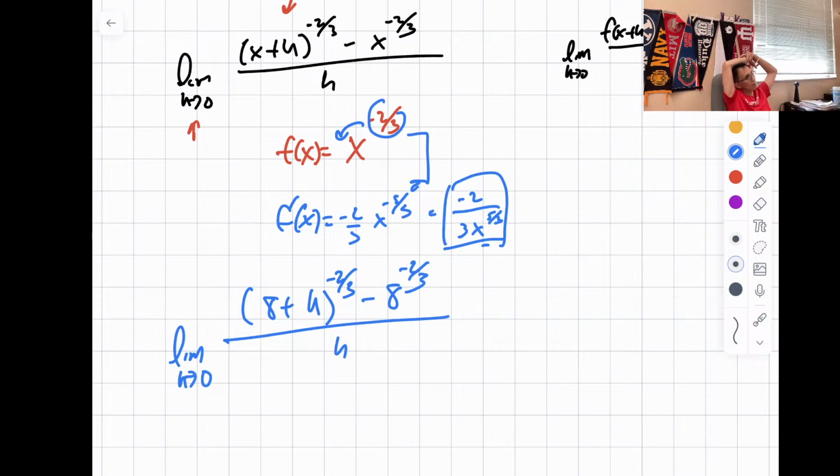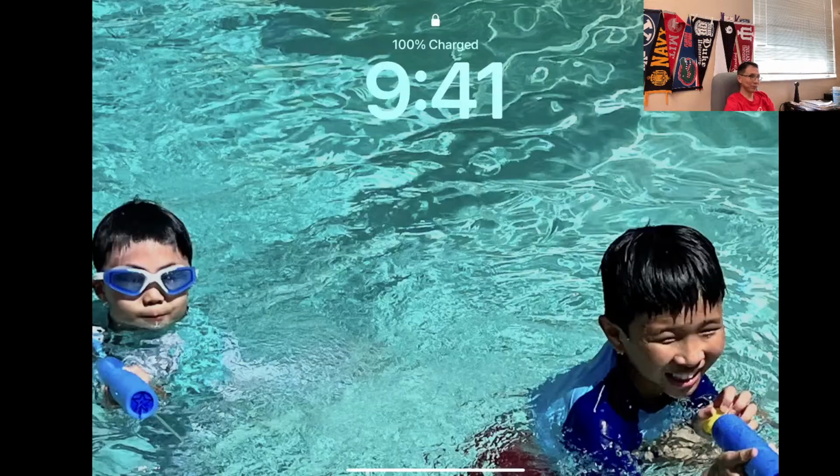You just plug it in there. Why is that? Do you know why that is? Because it's f prime of 8, right? So then you just plug in 8. So the answer is 91 over 48.